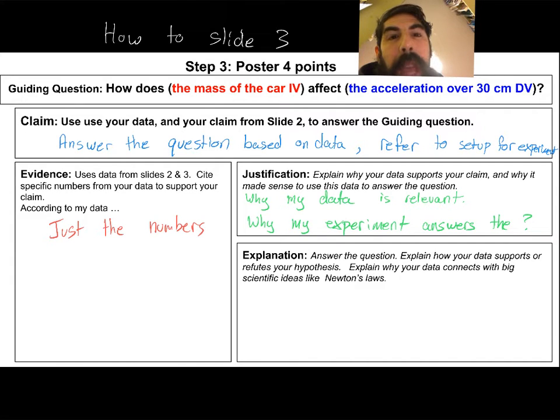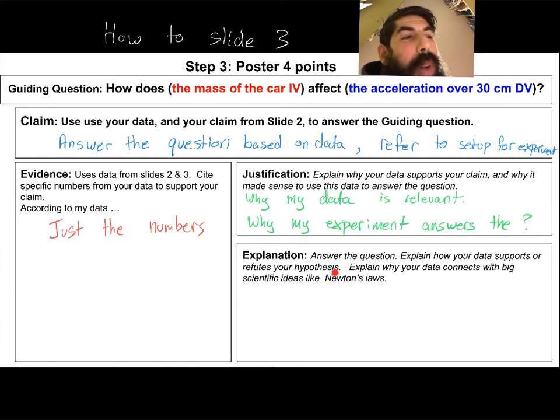Well, if I used acceleration, then my data is relevant because even though I measured time and distance, I was able to calculate acceleration, and that directly addresses the question. My experiment is valid because I changed the mass of the car. When I stack more washers on the car, that gives it a different mass, and then measuring time and distance allows me to calculate acceleration.